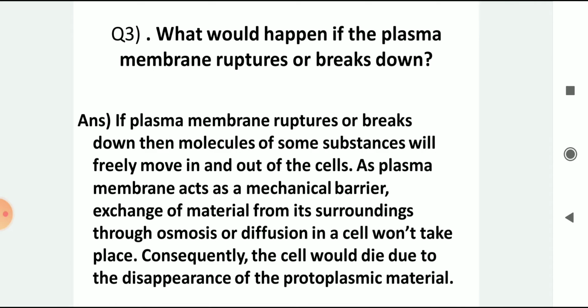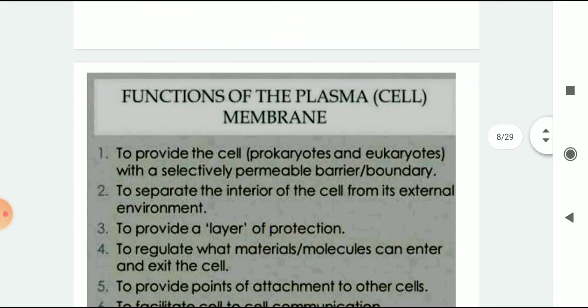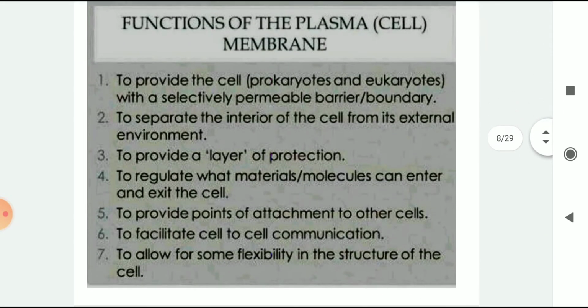I hope that you all know what a plasma membrane does. If not, just see these functions of the plasma membrane. These are not part of the answer, but I am just explaining it. Plasma membrane provides the cell a selectively permeable barrier or boundary. It covers the cell from all sides. It separates the interior of the cell from the external environment and it provides a layer of protection too.